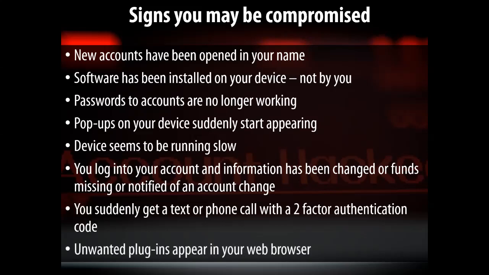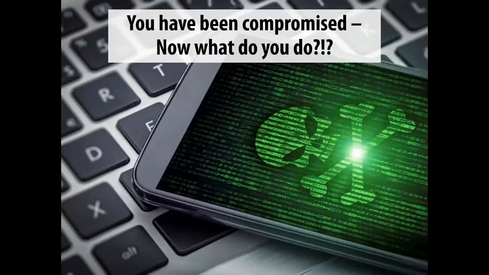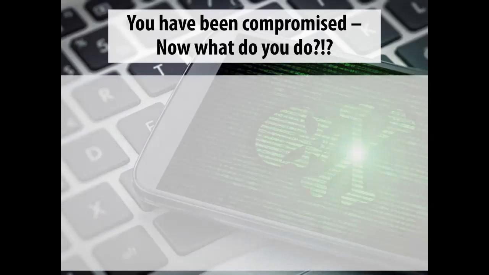Maybe you're seeing unwanted plugins in your web browser, and I like to refer to them as little mini apps. They're up in the upper right-hand corner of your web browser, and if you're starting to see, again, items there that you have not installed, that Covestic has not installed, your customers haven't installed, it might be a sign of a compromised device. But what do we do about it? If we have a device that's been compromised, or we've been compromised, what do we do?